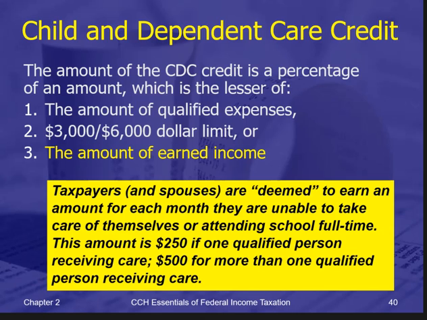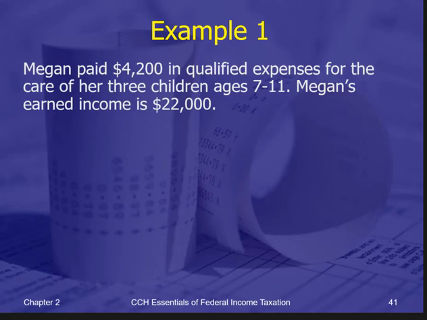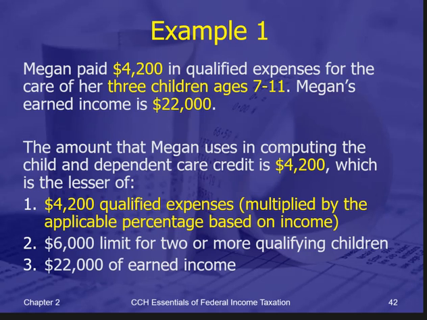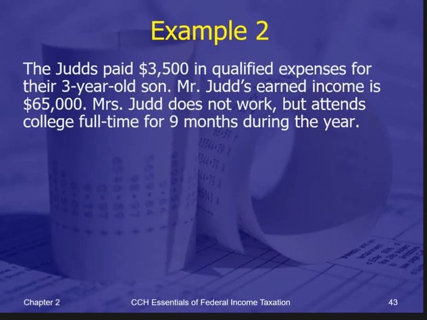All right. So example, okay, 4,200. She's got 3 children. Okay, her income is 22,000. Sounds like she's single, so it's just her income that we have to worry about. So remember, finding the lesser of the 3 amounts, where she's got 2 or more qualifying children, so that limit is 6,000. She only paid 4,200 though, and her income is 22,000. That's well above either of the other 2. So she uses the least of the 3 amounts.